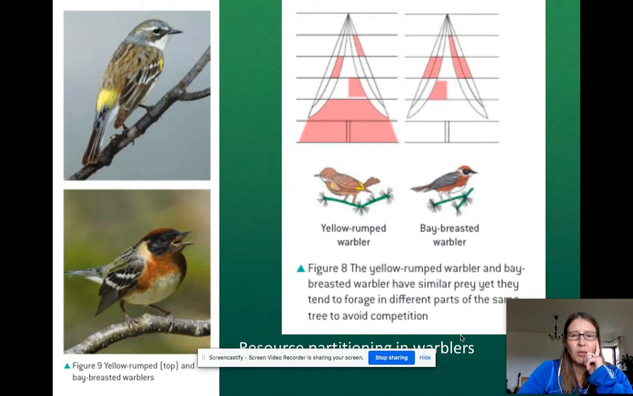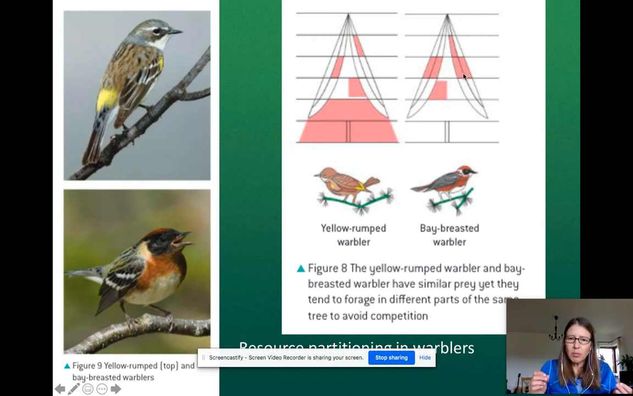Another example of resource partitioning is in warblers. So we've got the yellow-rumped warbler and the bay-breasted warbler. When they're found foraging together on a tree, they tend to actually divide up the tree. They have similar prey, but they divide up the tree into different places, so they're not actively competing with each other. If they were alone, they probably wouldn't have to do this. The yellow-rumped would be found all over here, and the bay-breasted would probably be found all over here. But when they're together, there's some competitive exclusion happening down here for the bay-breasted warbler, and it starts to move up towards the higher branches.